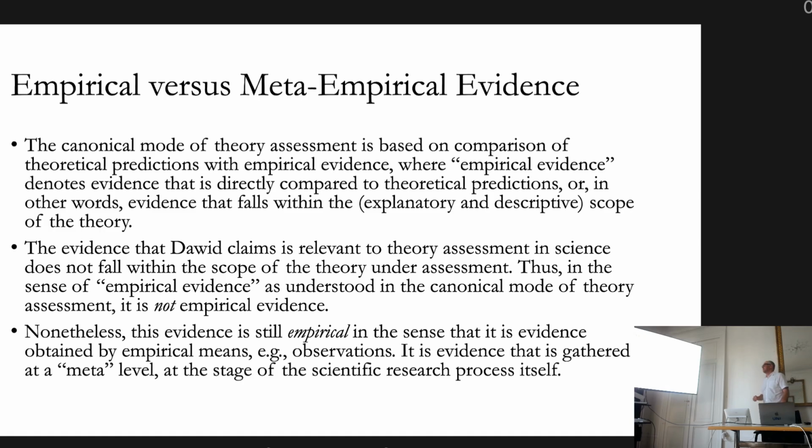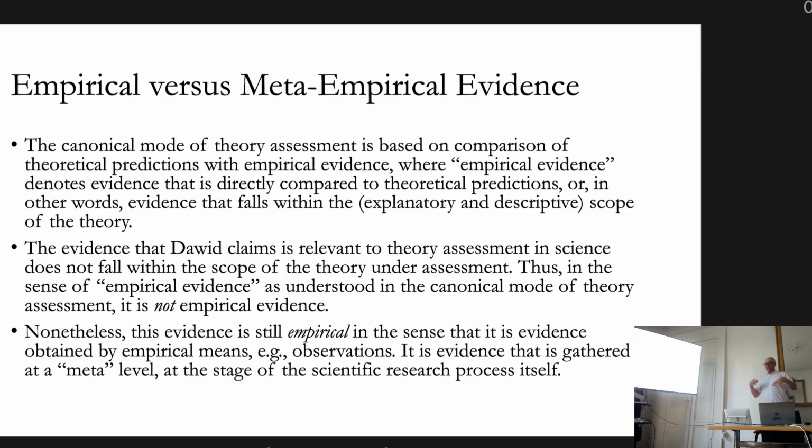Okay, so one of the primary distinctions to make here is between empirical and meta-empirical evidence. If we go back to this canonical mode of theory assessment that I began with, empirical confirmation, this is based on the comparison of theoretical predictions with empirical evidence. Here, empirical evidence denotes evidence that is directly compared with theoretical predictions from the theory that's under assessment. Another way of putting this, that Richard often puts it, is evidence that falls within the scope of the theory, where we mean the explanatory and descriptive scope of the theory, the kind of things that it predicts and explains. That's what scientists and philosophers of science alike normally consider empirical evidence.